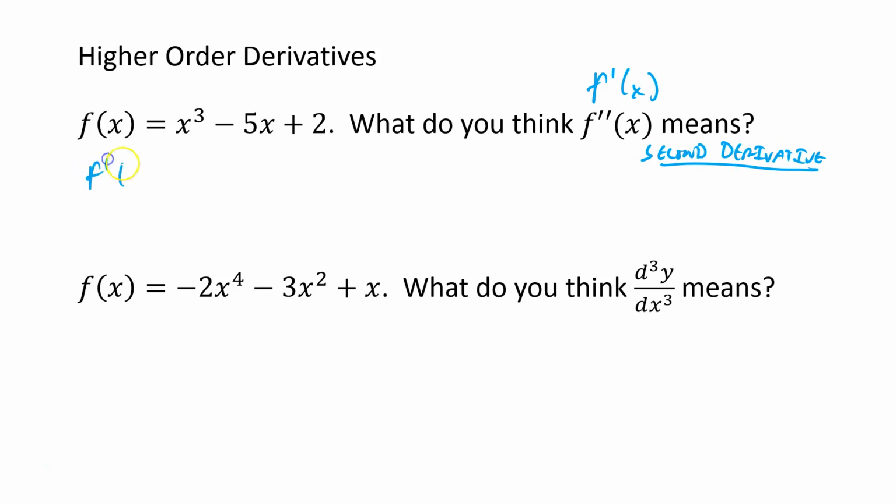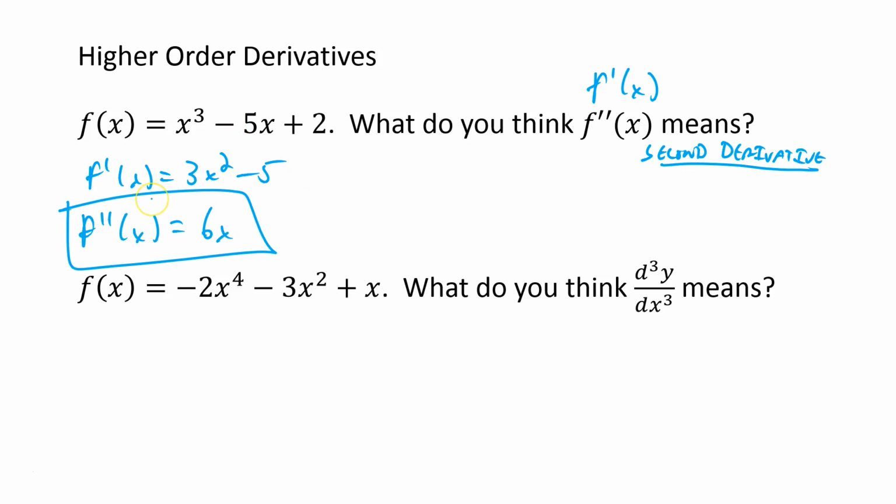So f prime of x is 3x squared minus 5, right? 2 is nothing, so it's just 0. What do you think f double prime is? It's 6x. You just do the derivative again. That's all there is to it. So what do you think this is? This is just Leibniz notation for the third derivative.